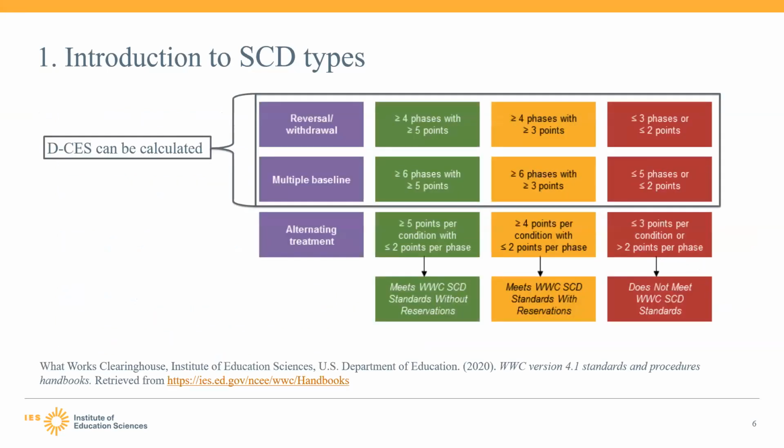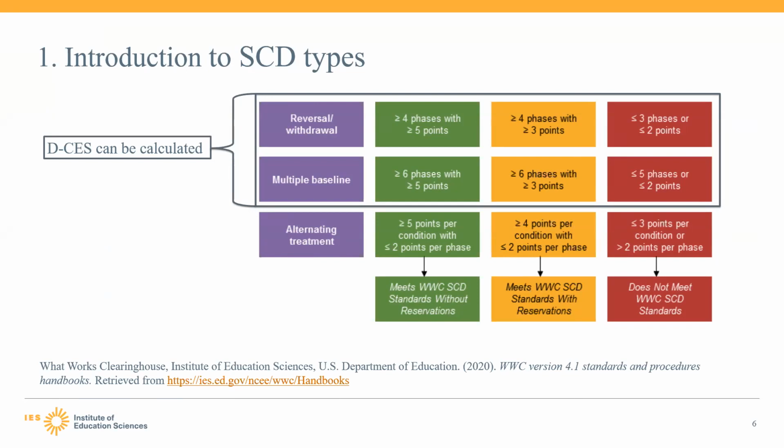There's a variety of different single case experimental design types, including the reversal withdrawal designs, multiple baseline designs, and alternating treatment designs. The What Works Clearinghouse developed standards to evaluate the internal validity of these design types. Single case experimental designs meeting these design standards with or without reservations can be used to provide evidence in support of a functional relation between the intervention and the outcome variable of interest.